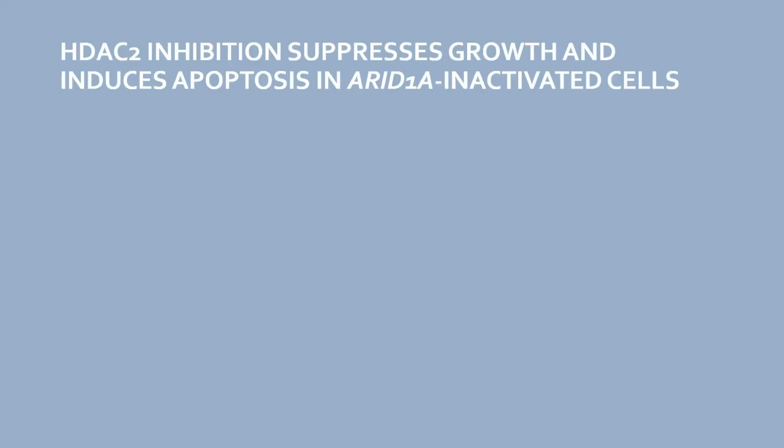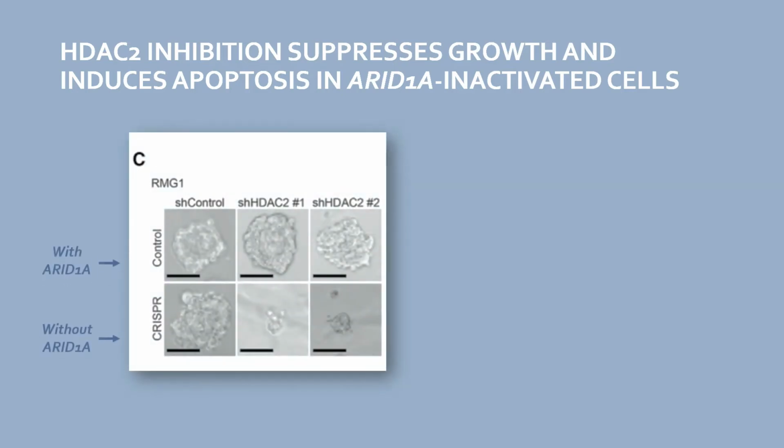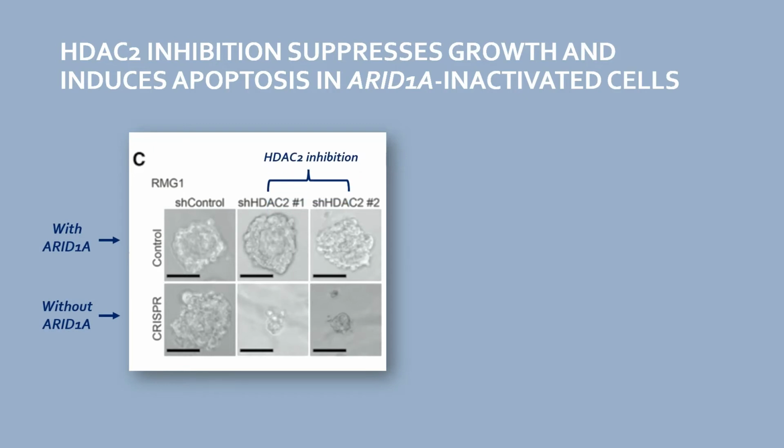Next, they explored the effect of HDAC2 inhibition on ARID1A mutated ovarian cancer cells. Firstly, they investigated whether ARID1A status affects the response to HDAC2 inhibition by growing the cells with or without ARID1A and HDAC2 inhibition in 3D cultures to observe growth. Here you can see that ARID1A loss enhances the inhibition of growth induced by HDAC2 inhibition.